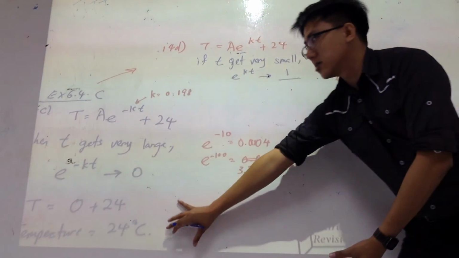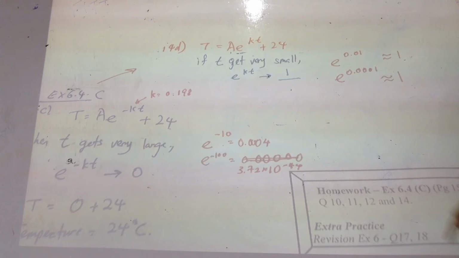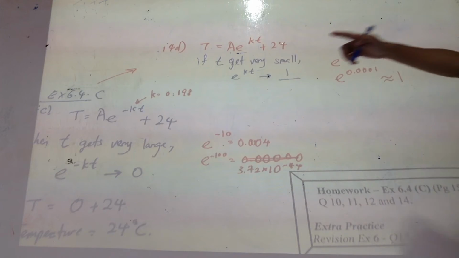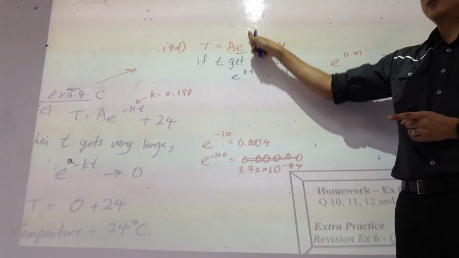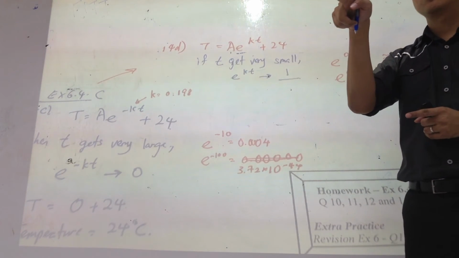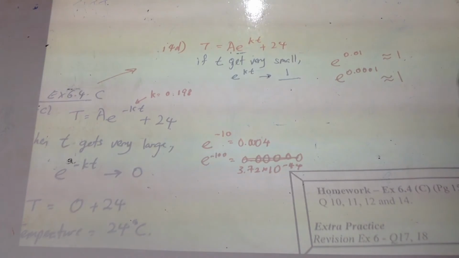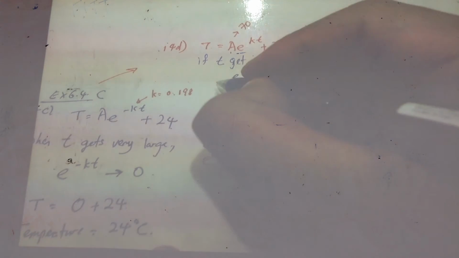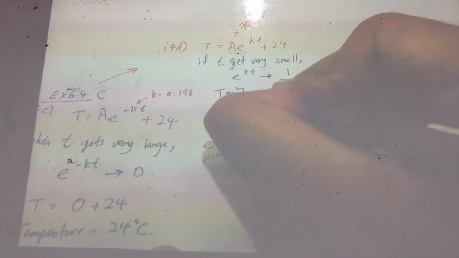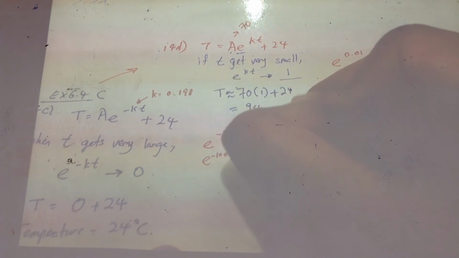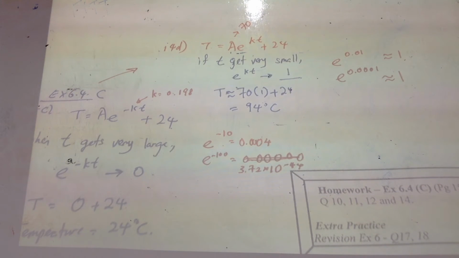Now, if you understand this, you are able to tell me the big T equals what? 25 is wrong. The big T. Since this whole thing becomes 1, what is the A value? In 14A, it's 70. So this whole thing becomes 70. So temperature will become 70 times 1 plus 24. This will become 94 degrees Celsius. Do you follow? If you really follow this, that means you understand the concept.